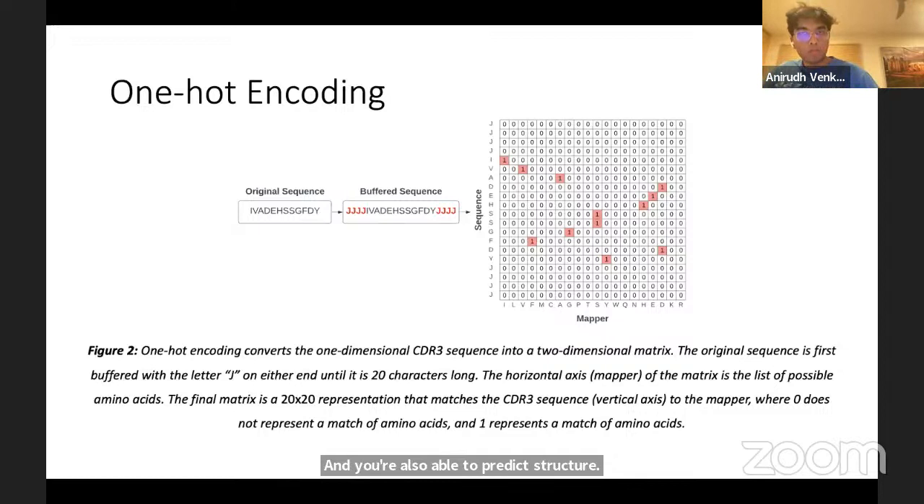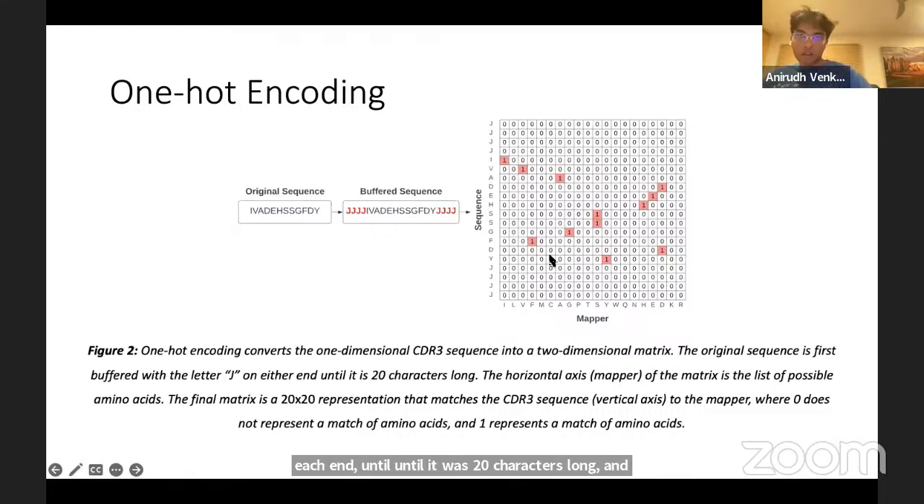So switching gears a little, once you have a sequence that has been generated by the graph neural network, I one-hot encode the sequence. CDR3 sequences can range anywhere from 13 to 20 amino acids. In order to make all this data uniform, I padded these sequences with the letter J at each end until they were 20 characters long. And then I one-hot encoded it.